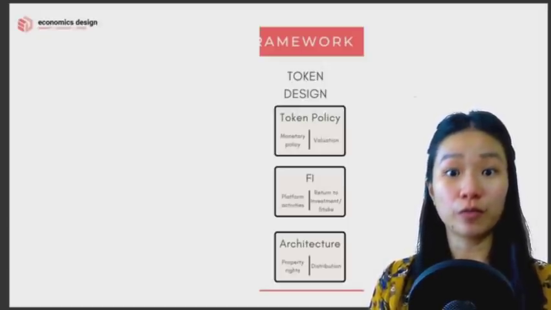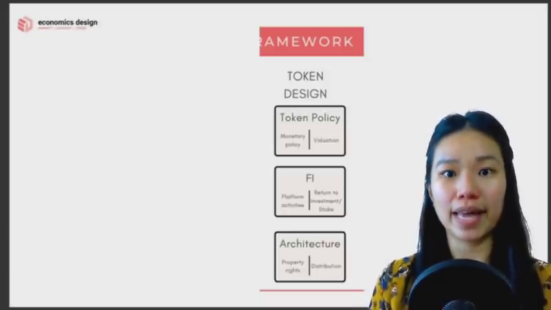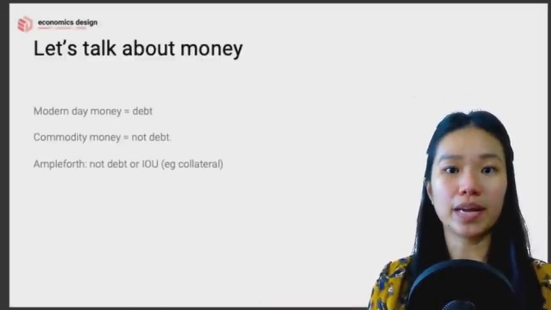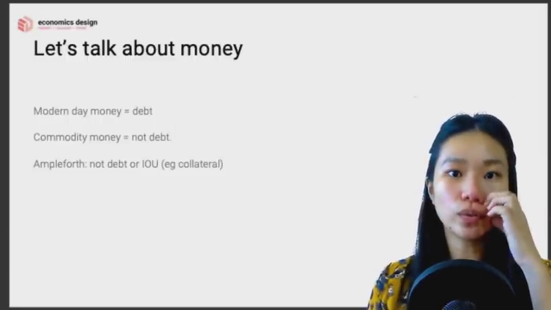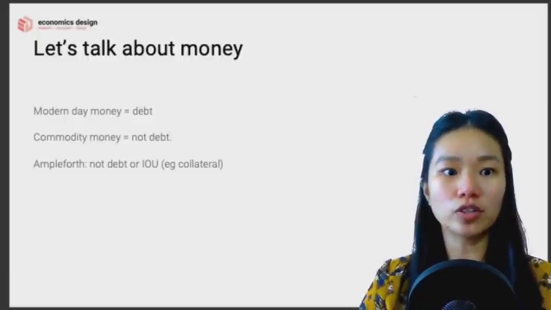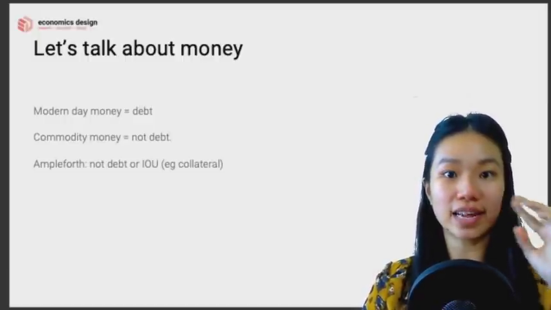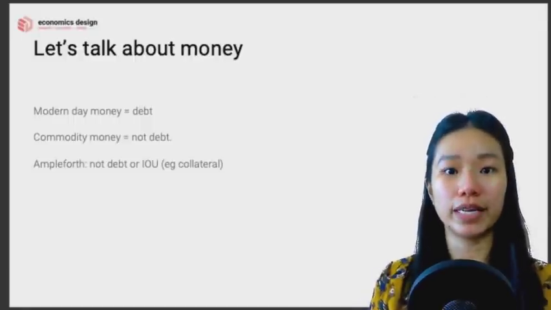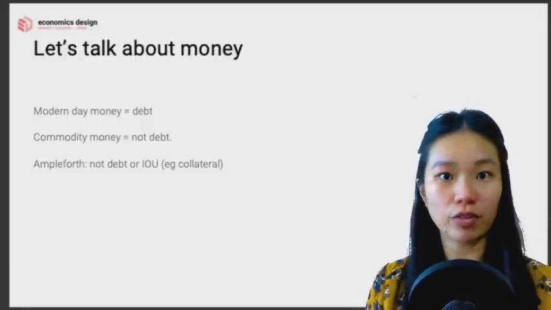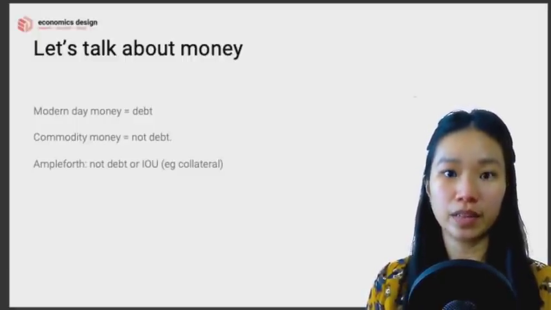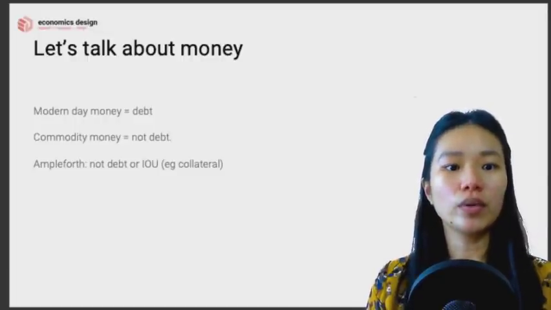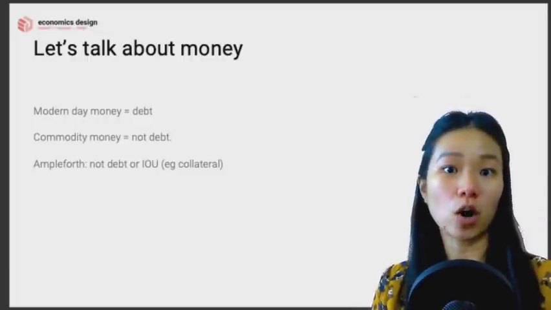So the policy will follow a pre-specified plan that is predefined. Why? Because money is time inconsistent. And money is subjected to different kinds of political needs and political influences. So to talk about token design for Ampleforth, we have to understand money. The modern day money, as I mentioned, you can once again refer to the video where I talked about chartalist money versus metallist money, foundations in season 1. We want to talk about the difference between modern day money and commodity money.